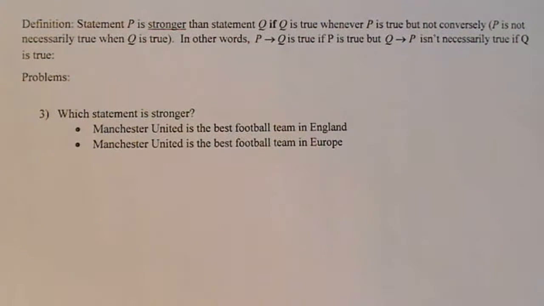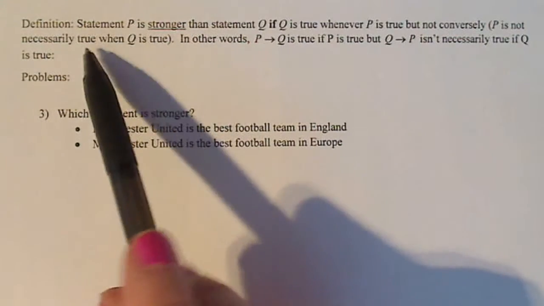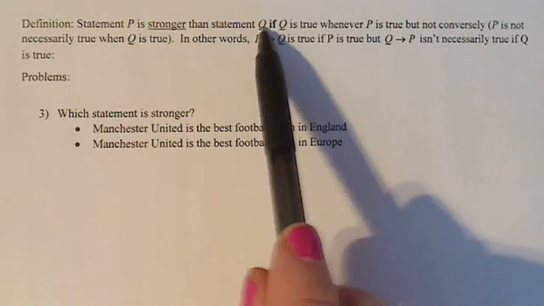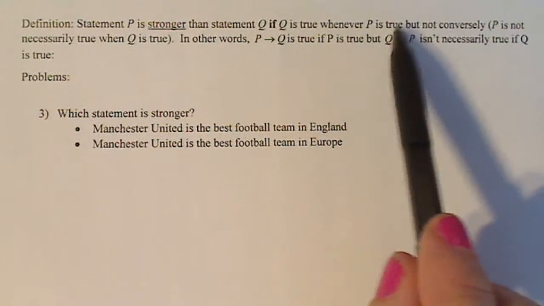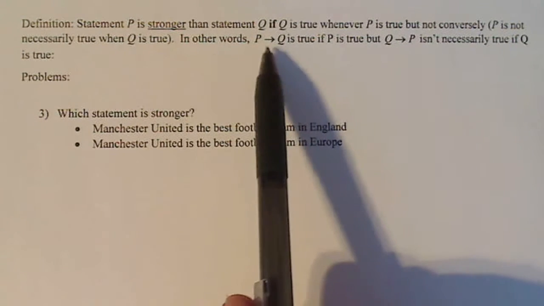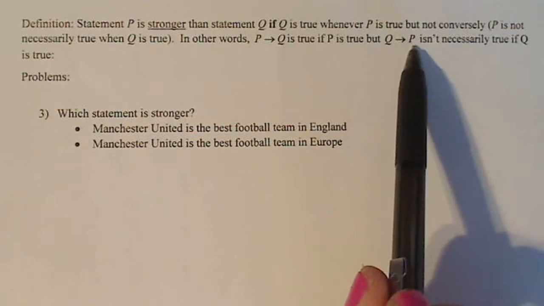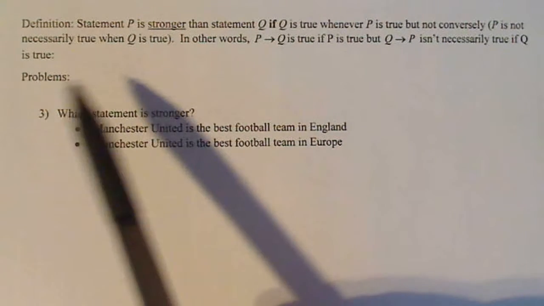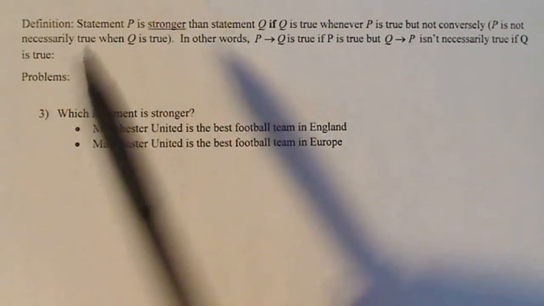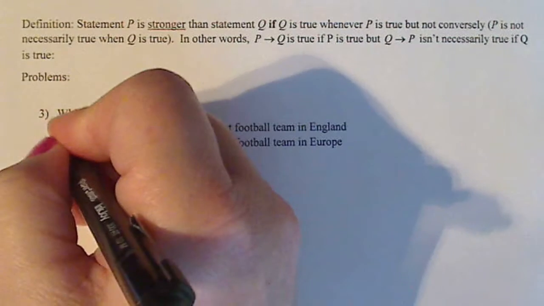All right, we're going to continue with a couple more examples talking about one statement being stronger than the other. So here it says, definition: statement P is stronger than statement Q if Q is true whenever P is true, but not conversely. So pretty much it means if P implies Q, but Q doesn't necessarily imply P, then in this case P would be the stronger statement.